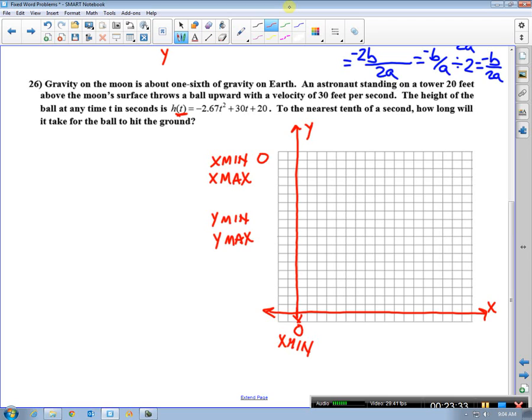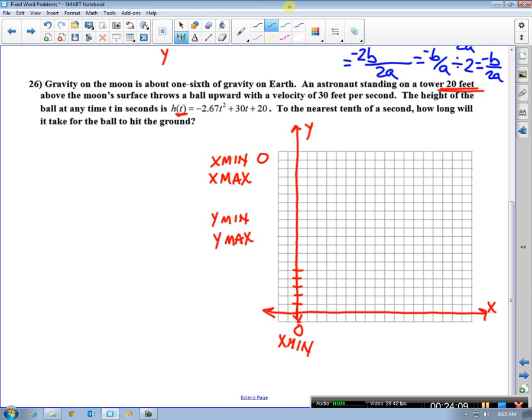There's another clue in the problem that the starting value, the starting place for the ball, is 20 feet up. So if it's 20 feet up, we know that our y values are at least 20. Okay? At least 20. Now it's going 30 feet per second. It's going to go higher than 20. But we know we're going to be working with a minimum of 20 there.